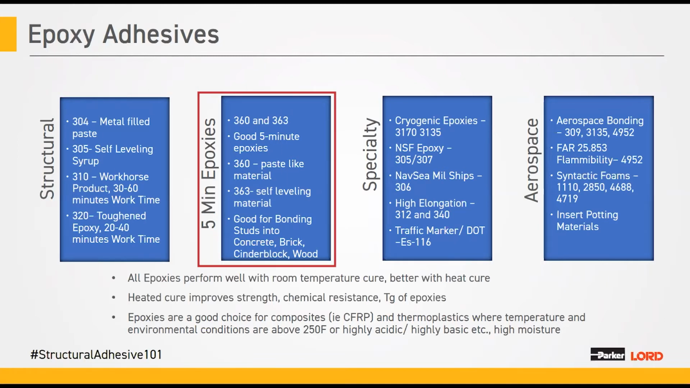We have some 5-minute epoxies with the 360 and 363. 360 is a paste-like material. 363 is more self-leveling. Certainly good for bonding studs into concrete, brick, cinder block, etc.